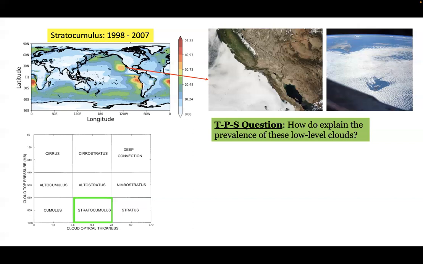Okay, so let's hear some of your thoughts. What about the origin of these clouds? How do they form and why do they not grow all the way to deep convective clouds, but are kept as low clouds?